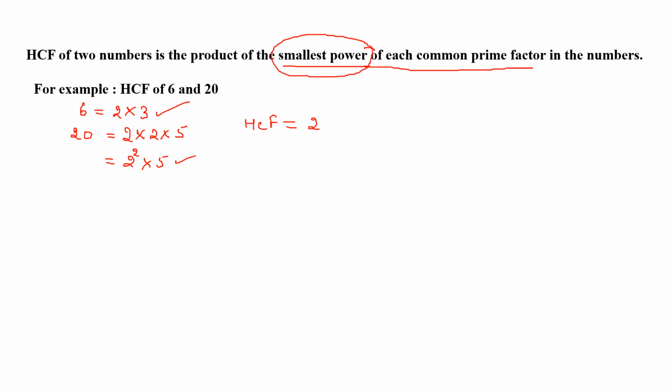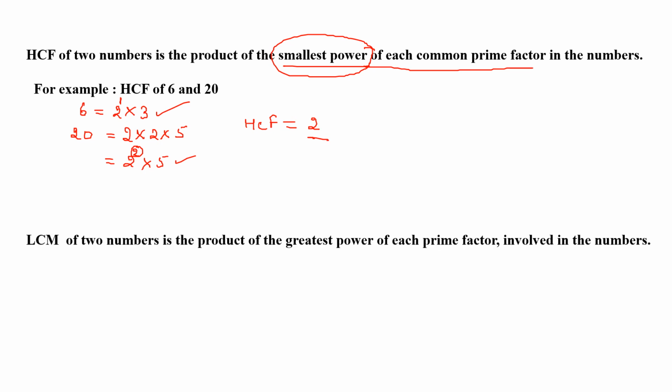So I have to take the smallest power of that. In 6, the power of 2 is 1. In 20, the power of 2 is 2, isn't it? So my smallest power is 1. And there is no other common prime factor. So my HCF is 2 only. Clear?